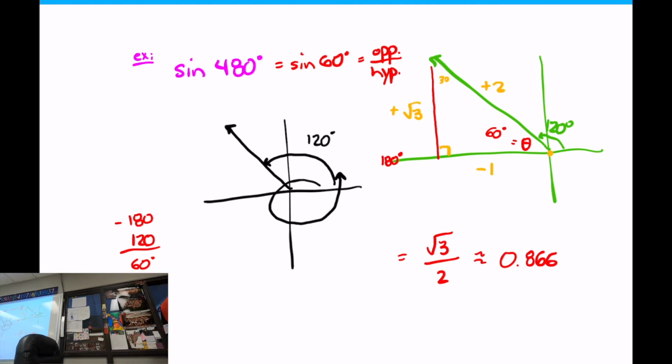Okay, I'm going to give you some property sheets. This is going to be a little blurry, apologies. It's the same property sheet I hand out every year.